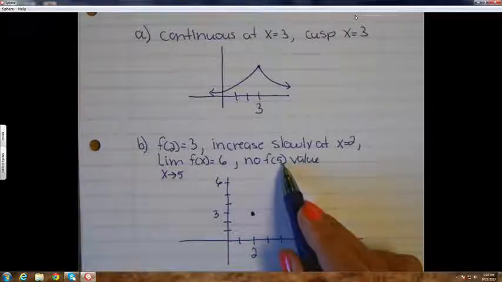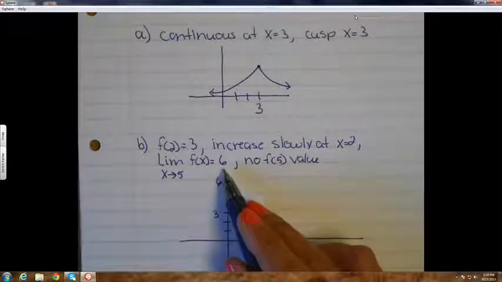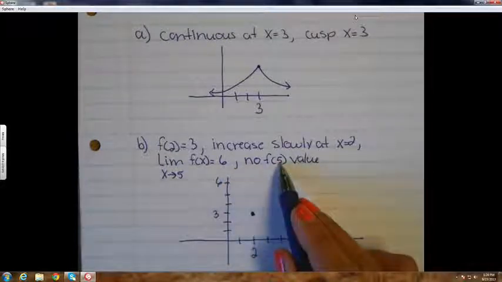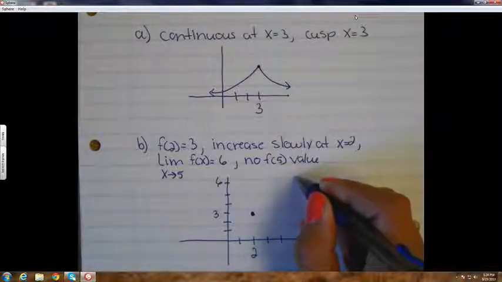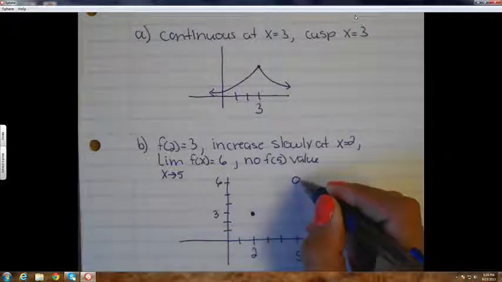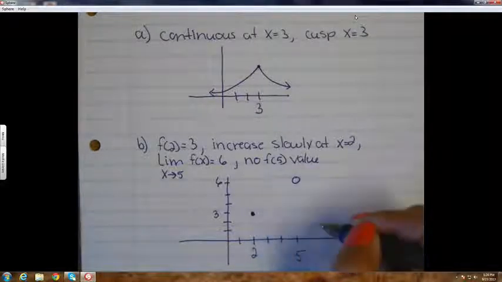So what do you think is happening there? I have to have a limit, but I have no point. So what's happening in the graph there? Hopefully you could come up with, there's a hole there. Because a hole lets you have the limit, but no value.